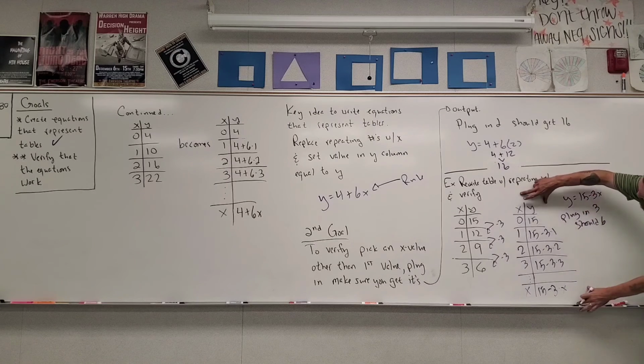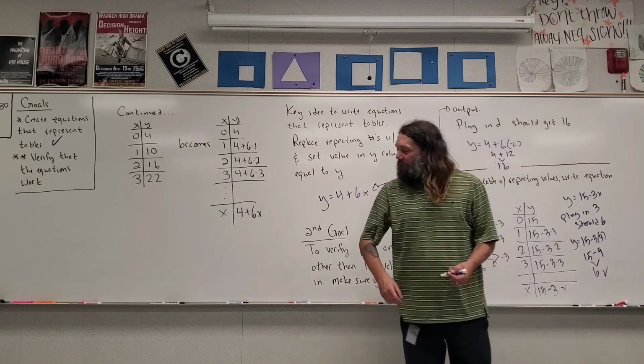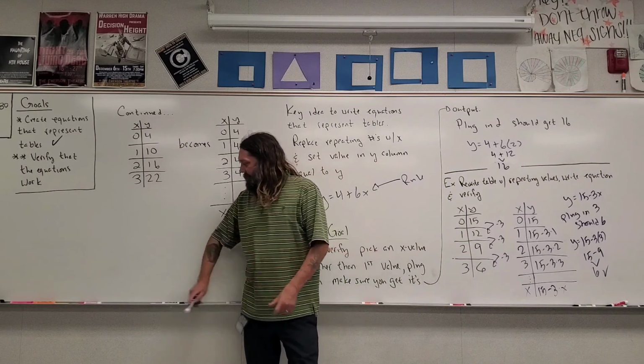I need to see this table, I need to see the equation, and now I need to verify. So y equals 15 minus 3 times 3. 3 negative 3's is negative 9. 15 minus 9, that's going to get me to 6. So I have a good equation that represents my table. This is everything I need you to do for Unit 3, Homework 5. I believe that's the correct assignment.